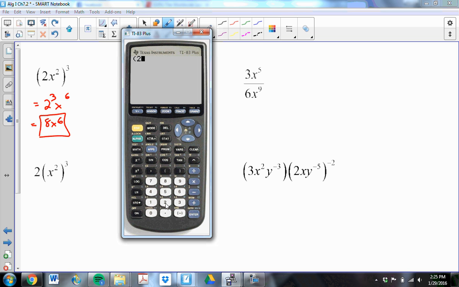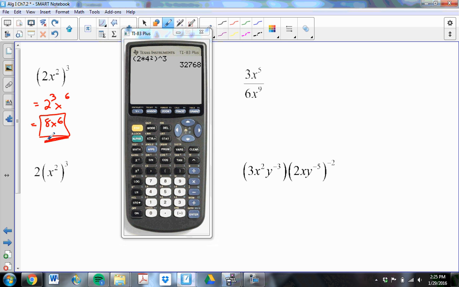If I do 2 and then x is now 4, so 2x squared, and do all that to the third, I get a really big number. And I'll check this one here. I'll do 8 times 4 to the 6th. I get the same big number.